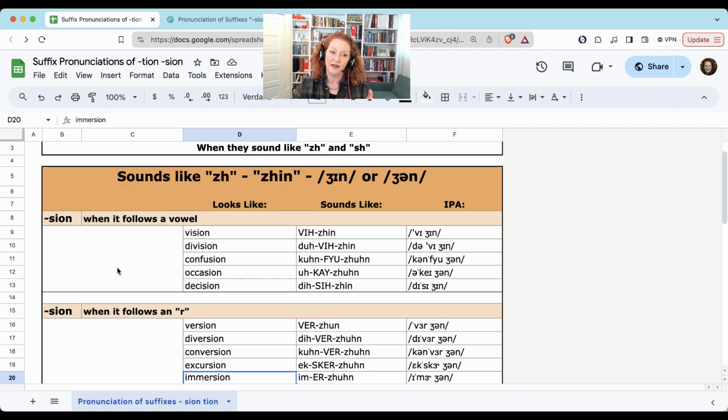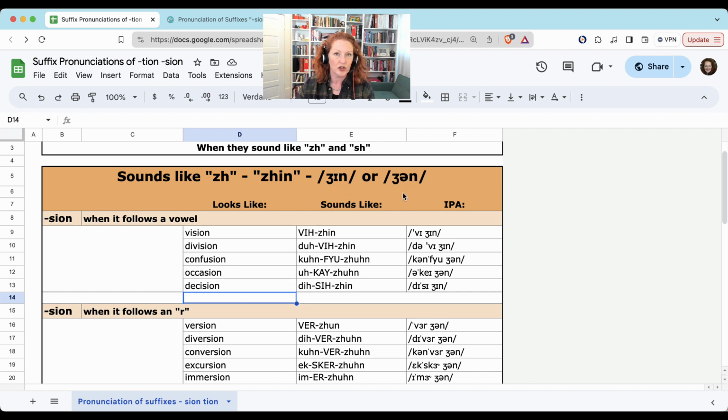The rules for this: it will sound like zh if it follows a vowel. So all of these, this is an I, a U, an A, it doesn't matter what vowel it is, it will sound like zh. Let me start here. Vision, division, confusion, occasion, decision.